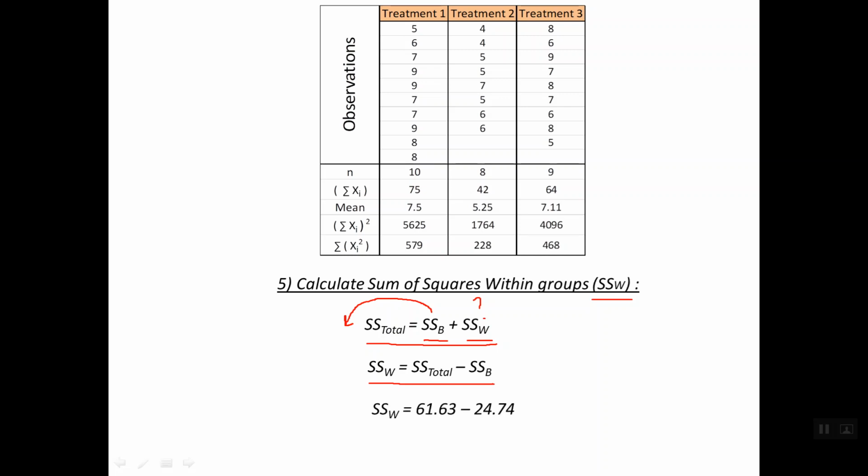So SS total is equal to 61.63, and SS between groups is calculated to be 24.74. So the sum of squares within groups is equal to 36.89. So all of the sums of squares needed to fill the ANOVA table have been calculated.